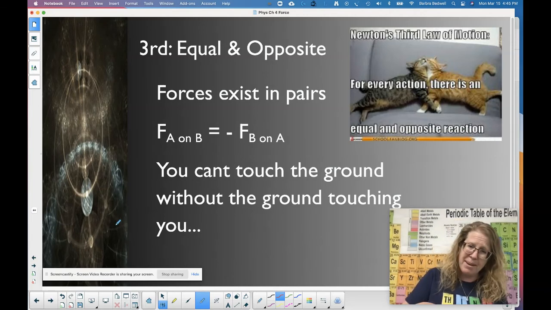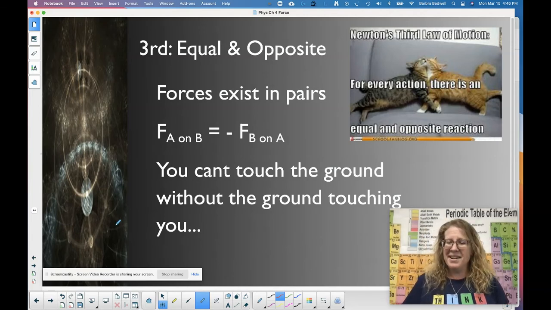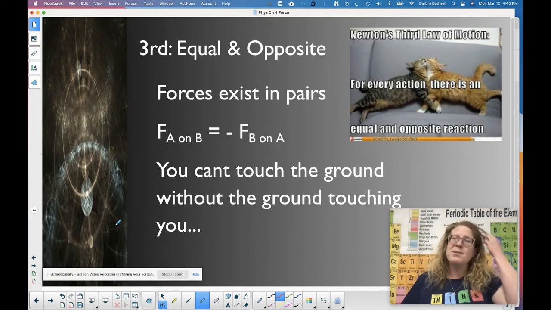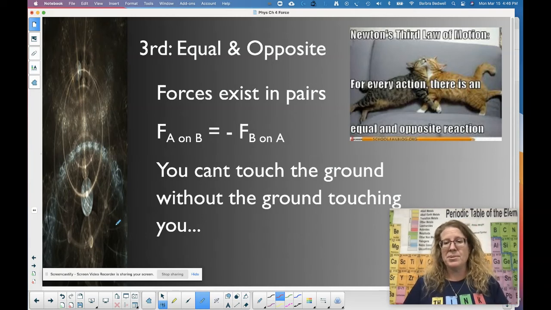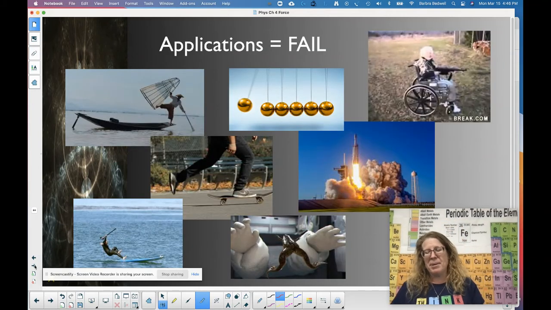So if I push on the table, the table's pushing on me. I know it's kind of weird to say that, but there are always pairs of forces in the world. And we start talking about pairs and pairs of forces as we try to analyze more complicated diagrams. So again, for every action, there's an equal and opposite reaction. So where do we see this? All of these are just sort of epic pictures of action-reaction pairs.